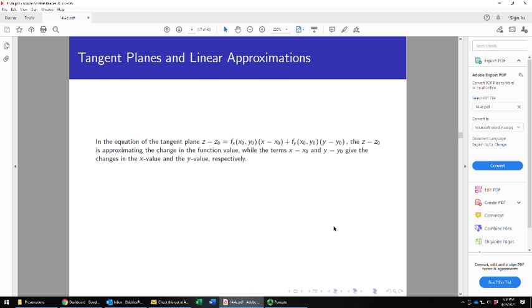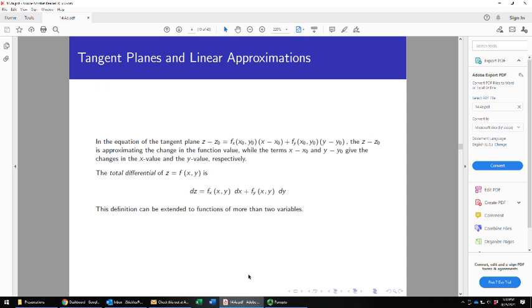The x minus x naught and y minus y naught are the changes in the x values. Those are your dx and your dy. So we refer to this as the total differential of a function. So change in z is equal to partial with respect to x times change in x plus partial with respect to y times change in y.